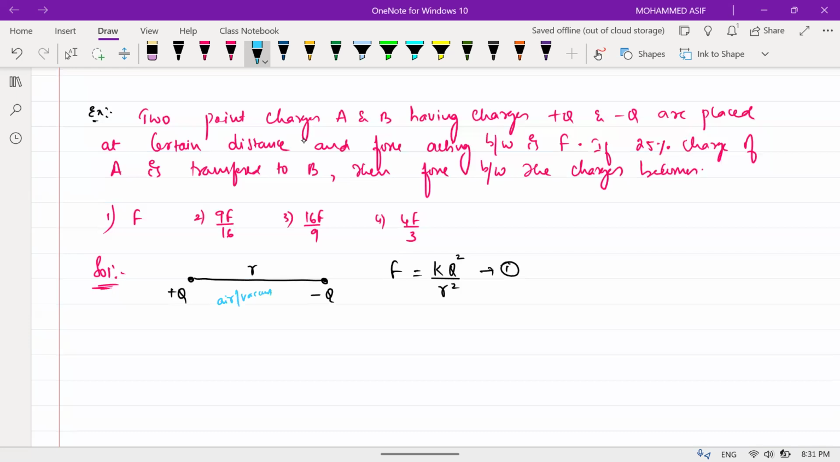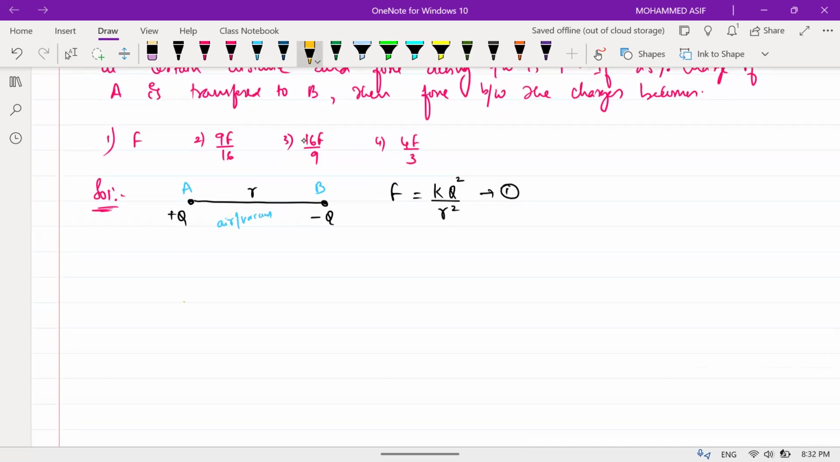Now what is the problem telling? If 25% of the charge of A is transferred to B, this is charge A and this is B. What do you mean by that, beta? We are removing 25% of the charge, so it is Q minus 25% of Q, which is Q minus Q by 4. So 3Q divided by 4 is the remaining charge here.